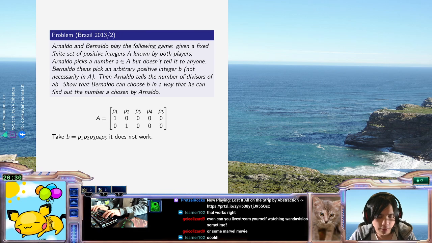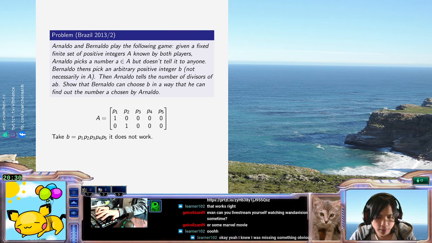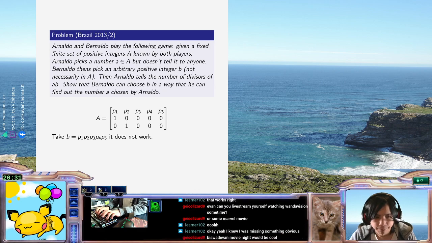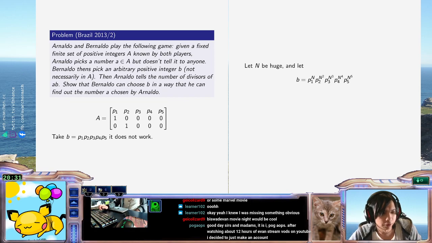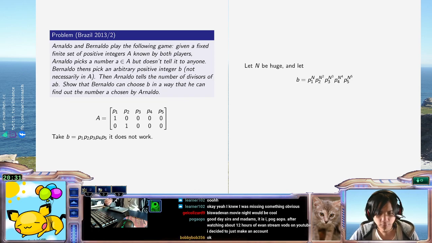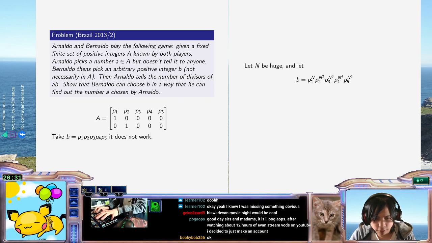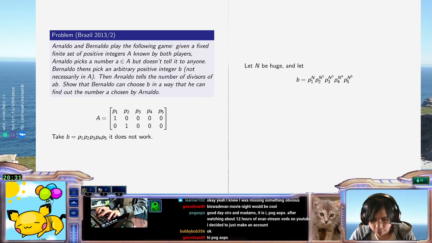But my thought was I'm going to let n be huge, and let b equal p1 to the n, p2 to the n squared, p3 to the n cubed, p4 to the n to the 4, p5 to the n to the 5. And what happens is if n is sufficiently large, then when you do the multiplication, a times b will be equal to p1 to the n plus e1, p2 to the n squared plus e2, p3 to the n cubed plus e3. Hang on. I don't want to do 1, 2, 4, 5, actually. I want to do 1, 2, 4, 8, 16. I think that goes, I need to go even faster.